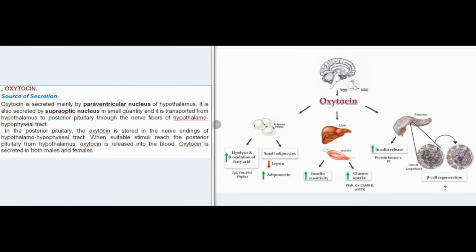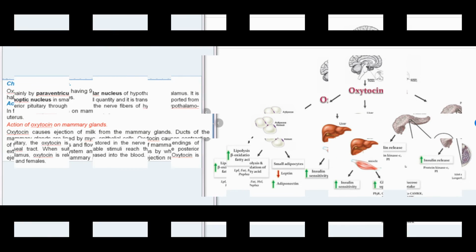Oxytocin. Source of secretion. Oxytocin is secreted mainly by paraventricular nucleus of hypothalamus. It is also secreted by supraoptic nucleus in small quantity and it is transported from hypothalamus to posterior pituitary through the nerve fibers of hypothalamo-hypophyseal tract. In the posterior pituitary, the oxytocin is stored in the nerve endings of hypothalamo-hypophyseal tract. When suitable stimuli reach the posterior pituitary from hypothalamus, oxytocin is released into the blood. Oxytocin is secreted in both males and females.